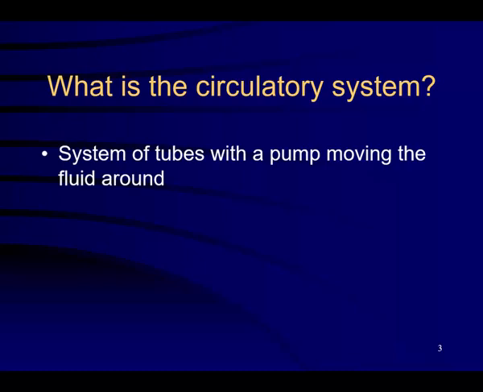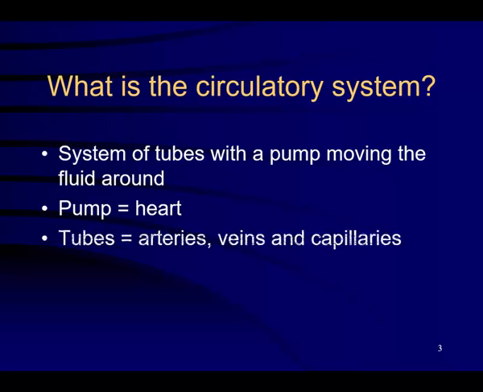The circulatory system includes basically a pump hooked to a bunch of tubes that moves fluid around. The heart is the pump, and it works continuously through your entire life. It never stops. The blood, the fluid, is moved due to pressure created by the heart. It is moved through the system in a bunch of tubes called arteries, veins, and capillaries.